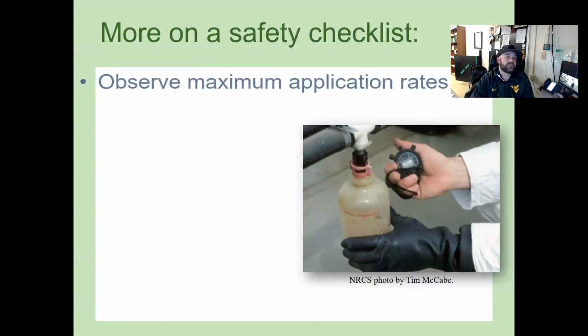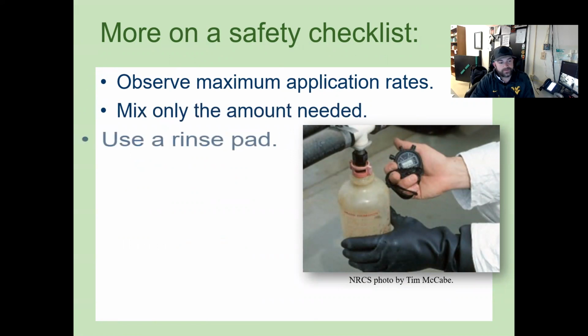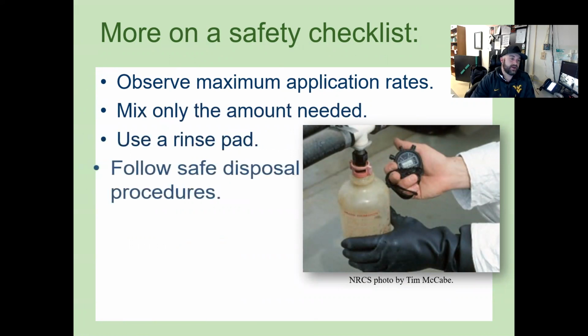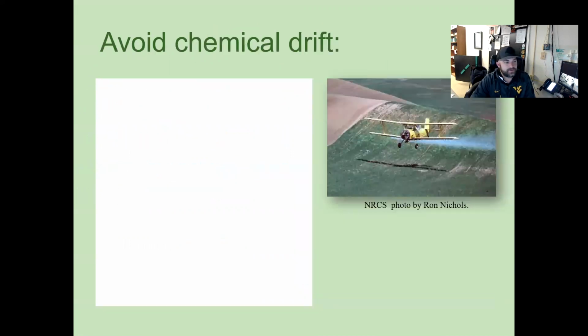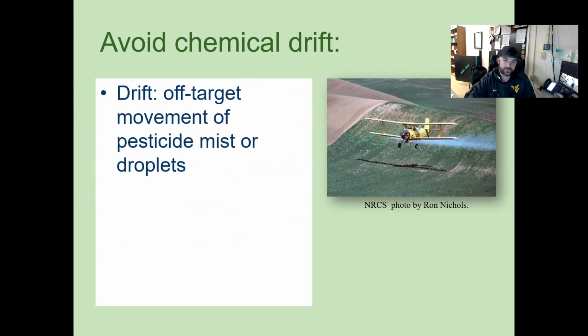So more on the safety checklist. You want to observe maximum application rates, mix only the amount needed, don't go over it. You don't want to have any extra chemical left over. Use a rinse pad, follow safe disposal procedures. And then one of the most important things, you want to avoid chemical drift. So whenever you're spraying pesticides, you want to make sure that you're doing this outside of inclement weather. So if you have a lot of wind that day, do not spray.